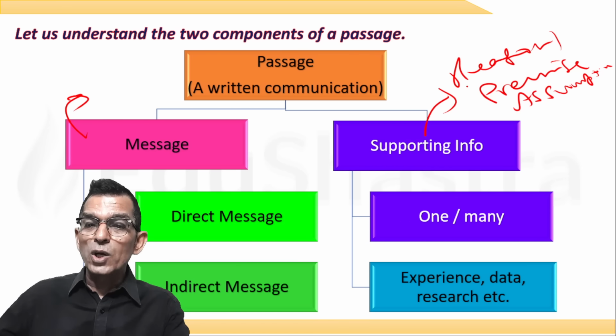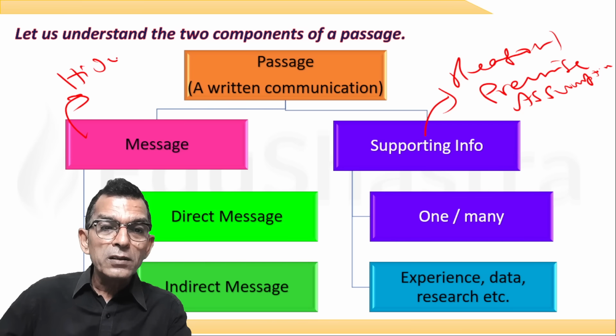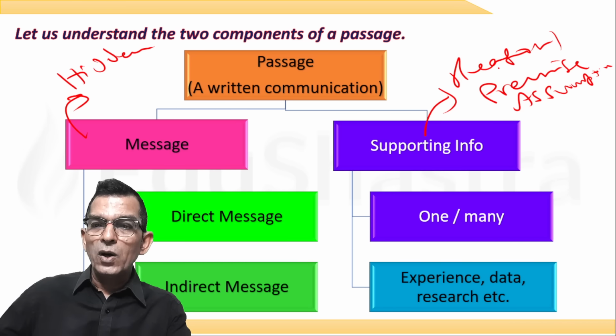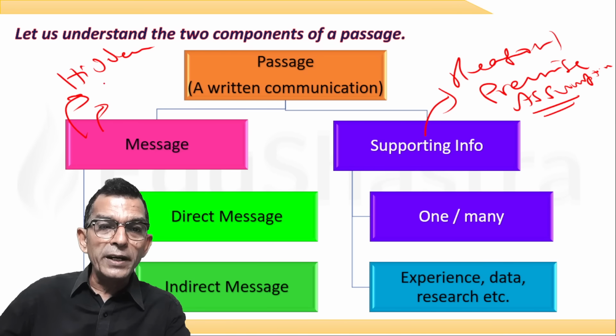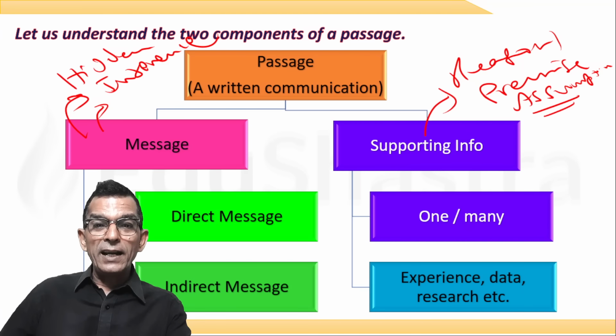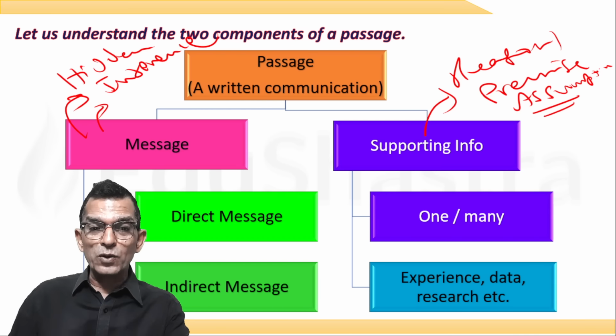Anyway, having said that, let's come to the point. The message could be hidden. The conclusion could be hidden, or the premise could be hidden. If the premise is hidden, we call it the assumption. If the conclusion is hidden, we call it the inference. So let's try to put this to use and understand some questions.